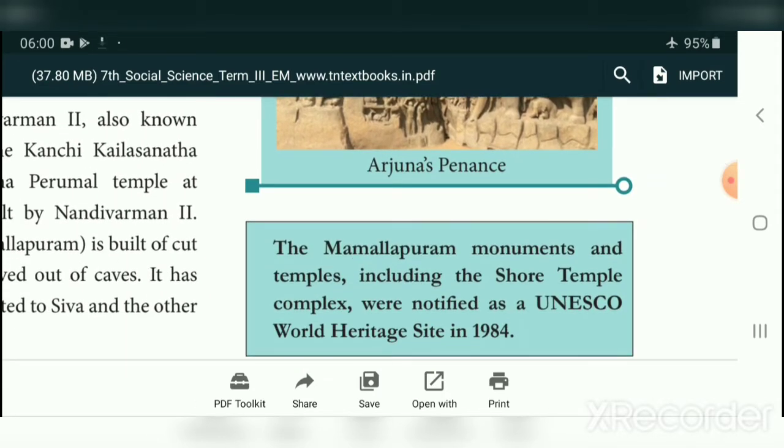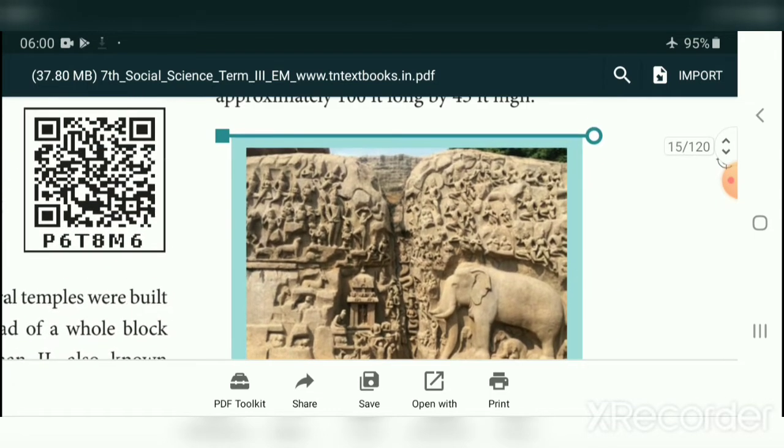The Mamallapuram monuments and temples, including the Shore Temple complex, were notified as a UNESCO World Heritage Site in 1984. So in 1984, our Mahabalipuram or Mamallapuram monuments and temples, including the Shore Temple, were accepted as a World Heritage Site by the world organization UNESCO. So, important GK question, note this one.